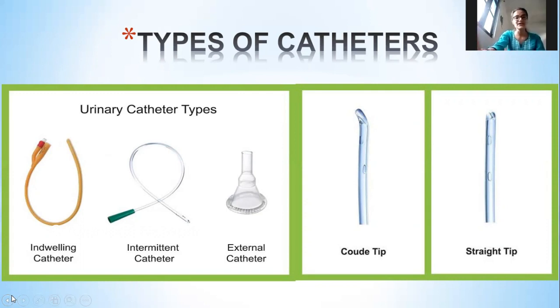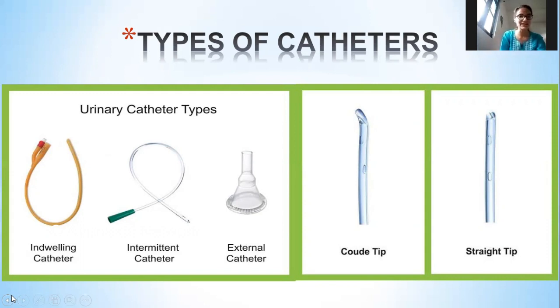French is a unit which is used particularly for the diameter of a catheter. In an adult male, you are going to use 16 to 18 French. In a female, you are going to take 14 French, and in a pediatric patient, you are going to use a 10 French catheter.